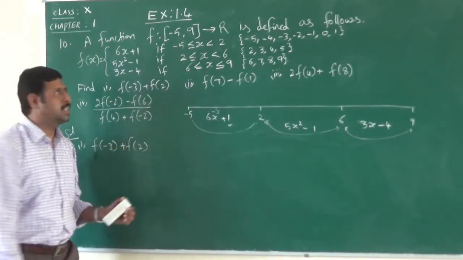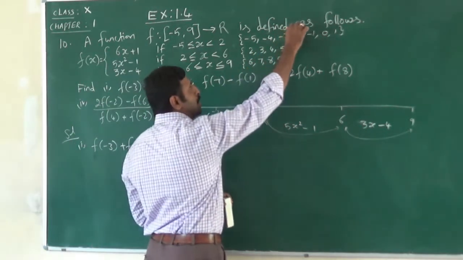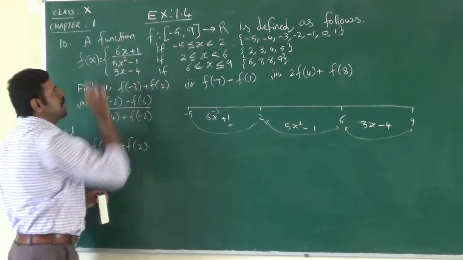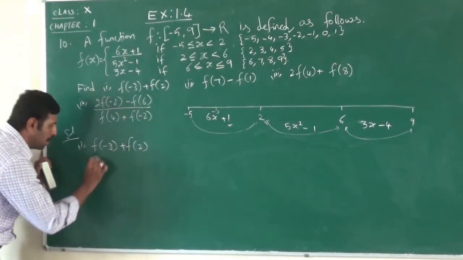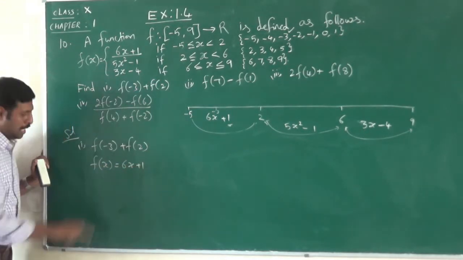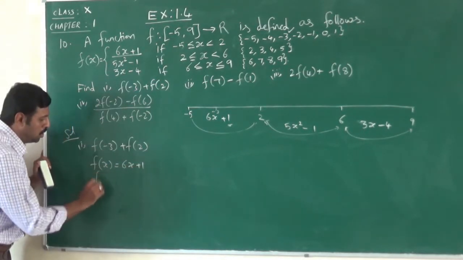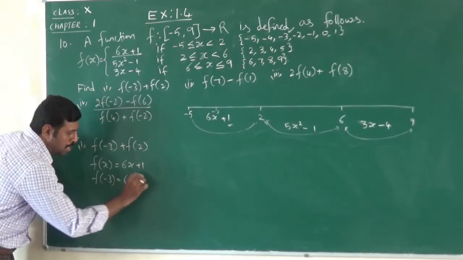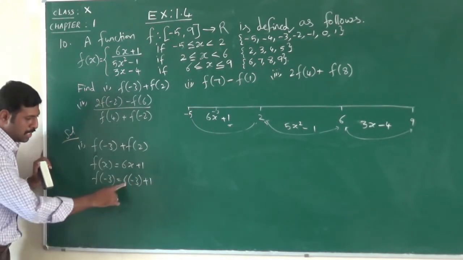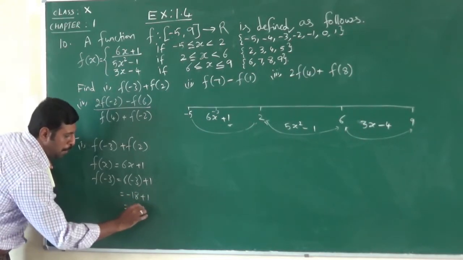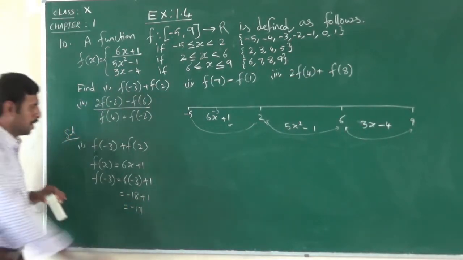Function of minus 3. See, here it is the minus 3. So we have to use the function as 6x plus 1. So the function of x is equal to 6x plus 1. In the place of x, I am going to apply the value minus 3. F of minus 3 is equal to 6 into minus 3 plus 1. 6 into minus 3 is minus 18, plus 1 is equal to minus 17.